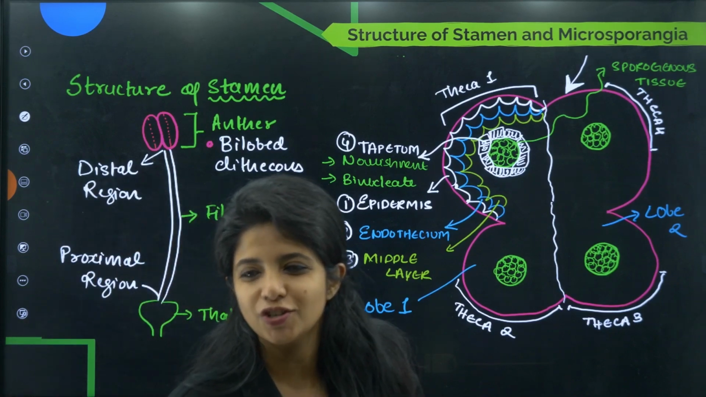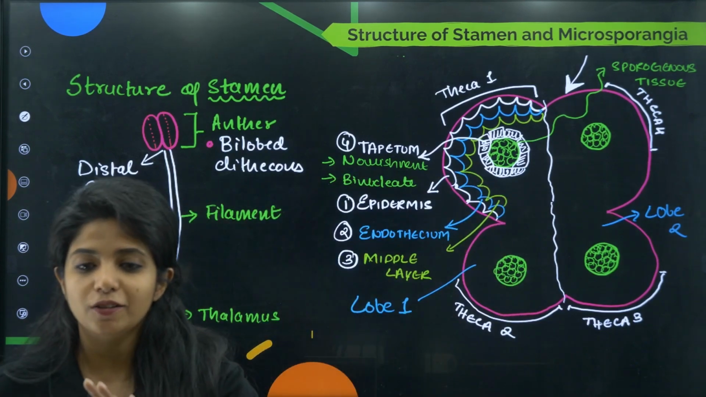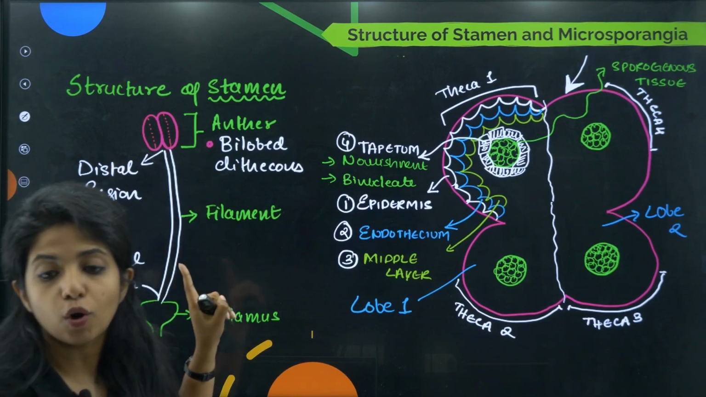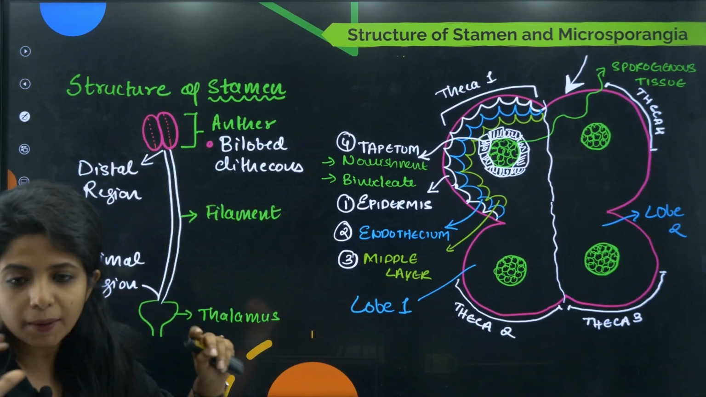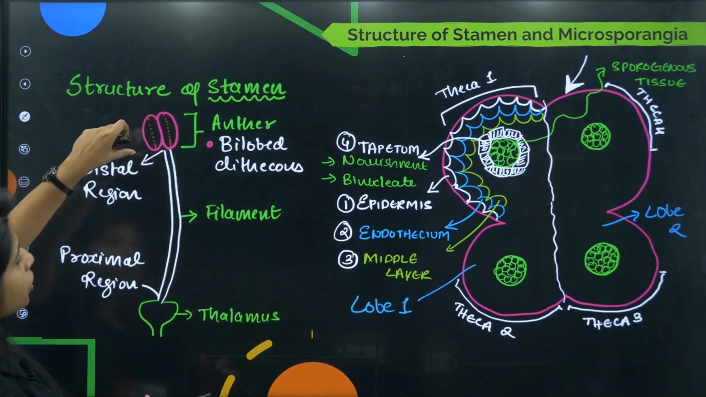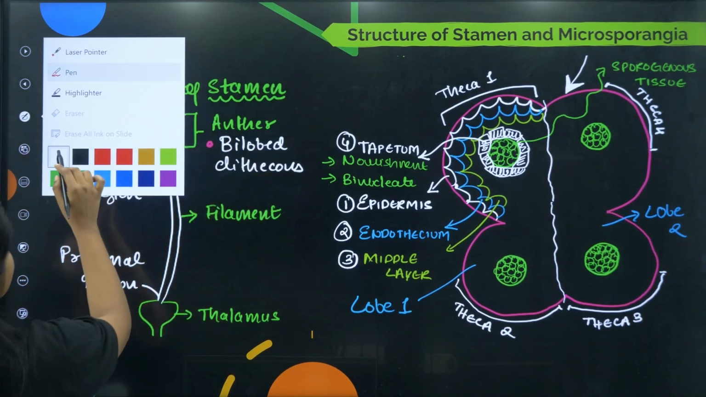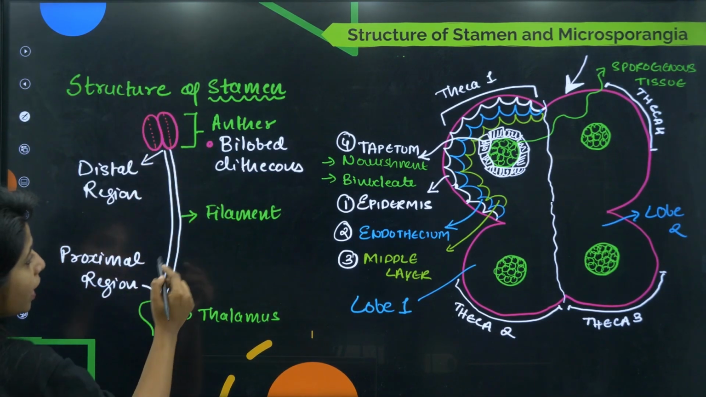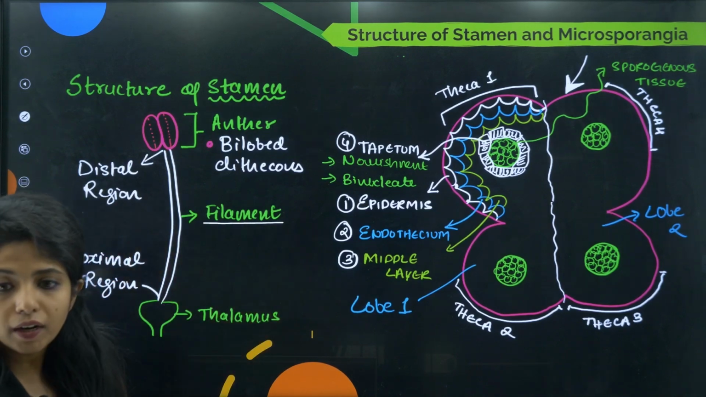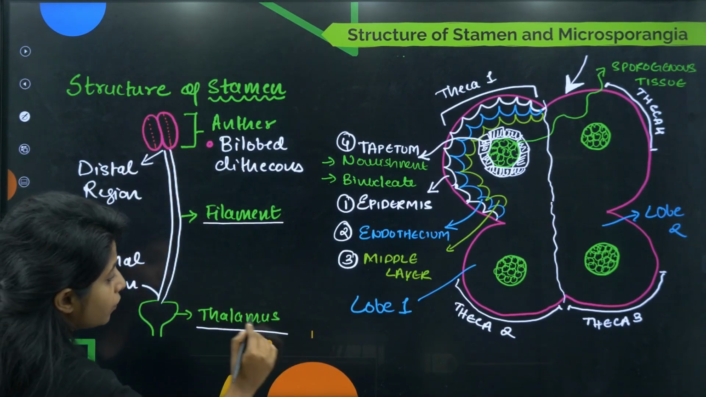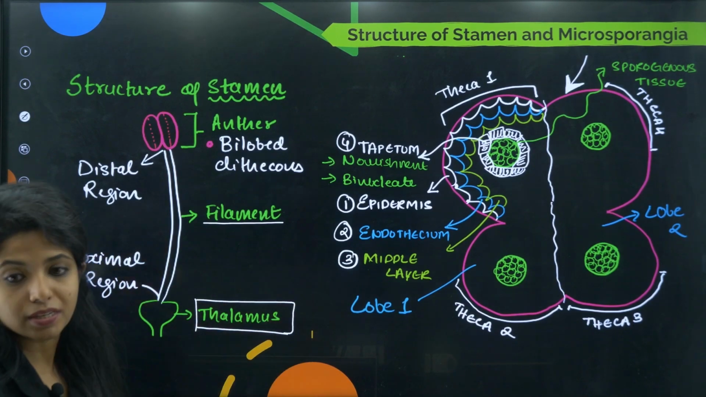Now, starting with the structure of the stamen or the microsporangia. Children, you know the stamen is the male reproductive part of the flower. Over here, this lobed structure, what do you call it? You call it the anther. The next thing you see is a stalk-like structure. What do you call it? You call it the filament. The anther and the filament are attached to the lower part of the flower, which is known as the thalamus.